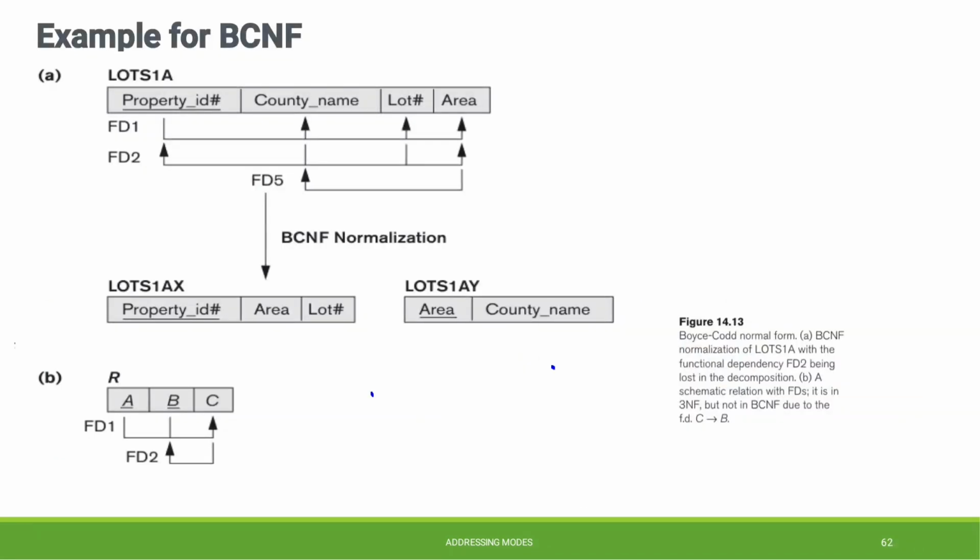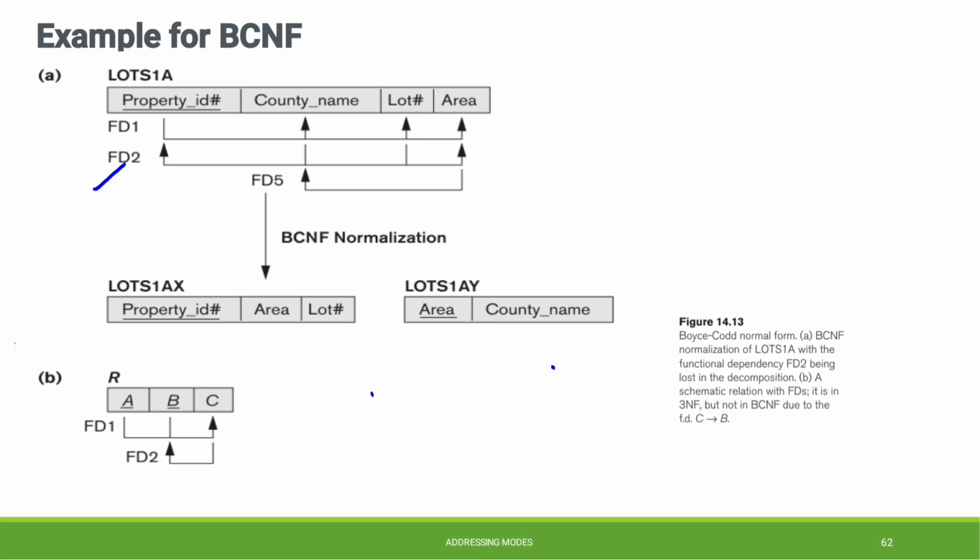If you consider this example for BCNF, where we have relation LOTS1A. In FD1, functional dependency 1, if you observe, a line is going from property ID to country name, lot number and area. That is, the value of property ID decides the values of country name, lot number, area. Here property ID is underlined also, that is the primary key. Hence property ID is a prime attribute here. A prime attribute deciding the values of other attributes is acceptable.